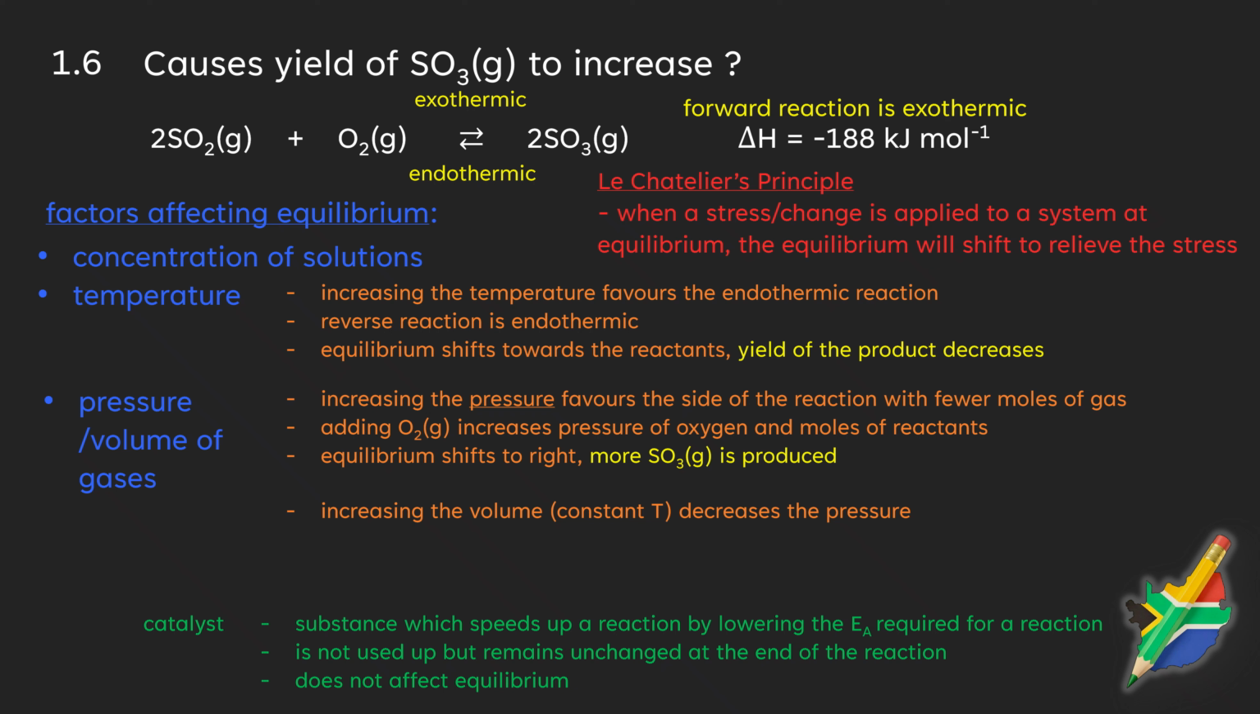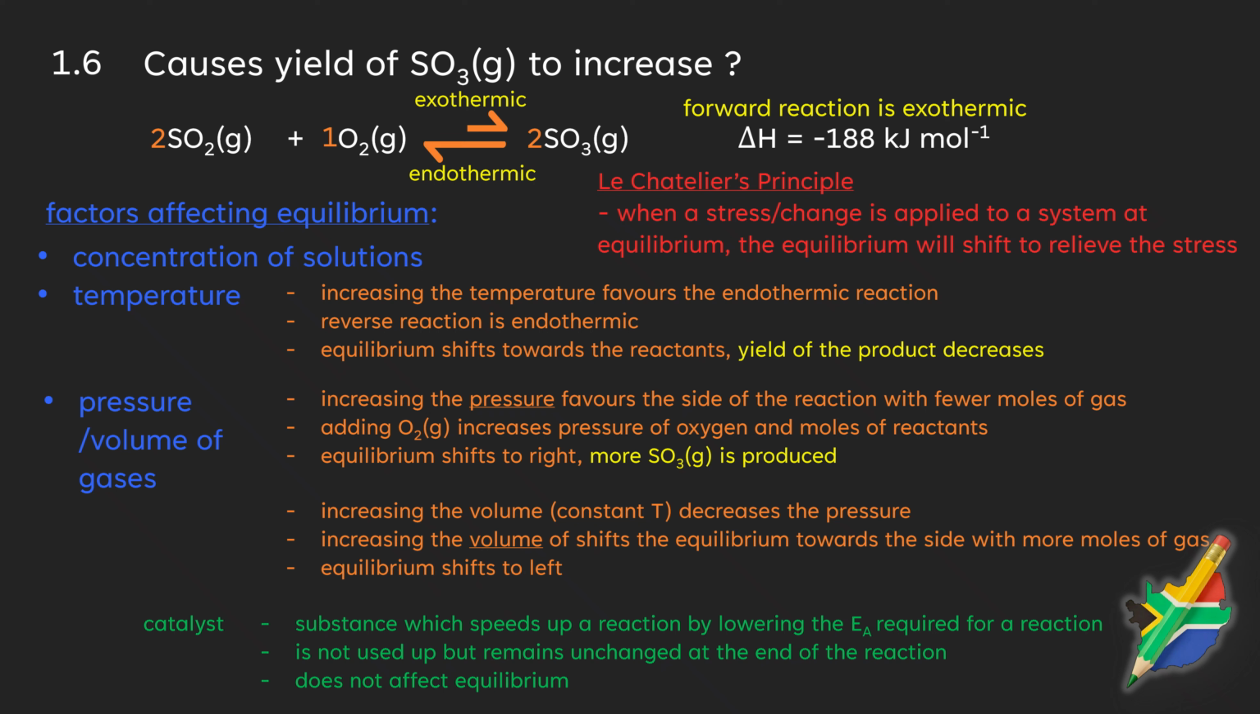Increasing the volume of a gaseous equilibrium has the effect of decreasing the pressure. This will shift the equilibrium towards the side with more moles of gas in order to increase the pressure again. And in this case, increasing the volume, the equilibrium will shift to the left. The result is that the yield of sulfur trioxide will decrease. We have confirmed that answer D is incorrect. Finally, the answer is A.